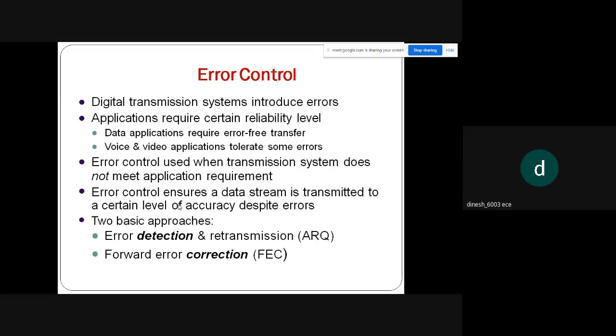All these two techniques you will be studying in detail in your data communication networks when you go for next year, or when you choose error controlling subjects in your next semester elective. There you will be seeing in detail about these things.